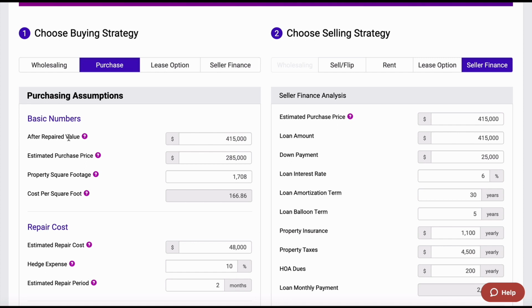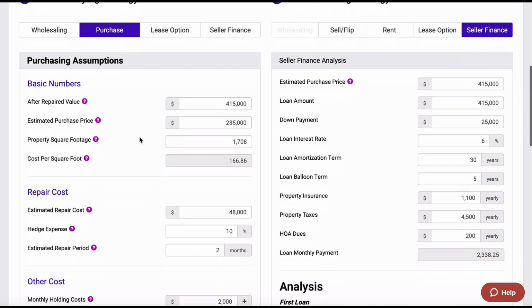Right at the very beginning, the after repaired value, and you'll see a question mark that you can scroll over, so you can understand each value here. Now the ARV I've got at 415. Estimated purchase price is 285. In this particular example, I would have gone through step 4 in the all cash offer to get to this number. So I'd use step 4 to figure out, okay, what can I pay the seller? And then I can take that number and put it in REIPro to run this entire analysis. So you definitely want to get that number as accurate as possible.